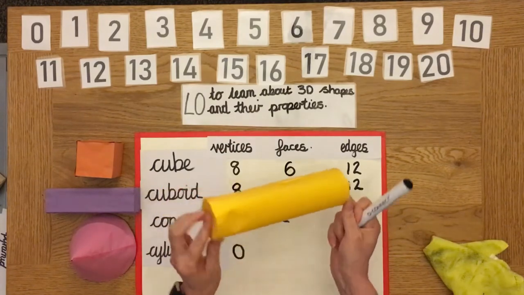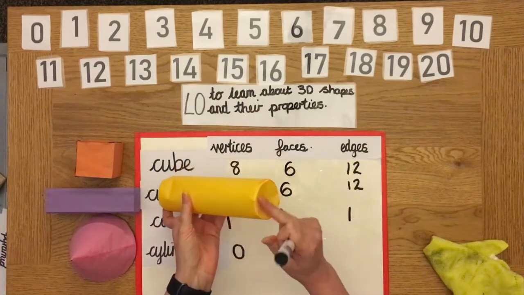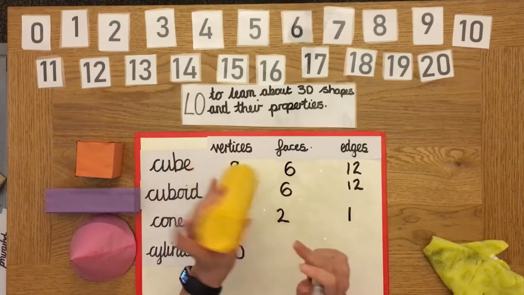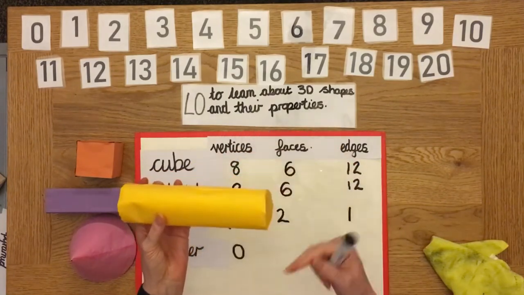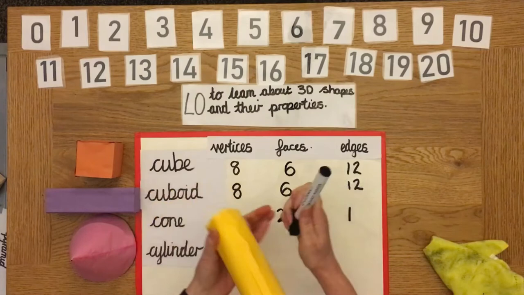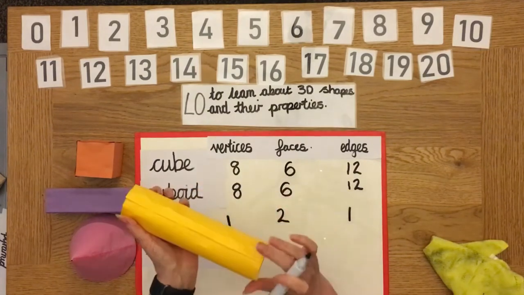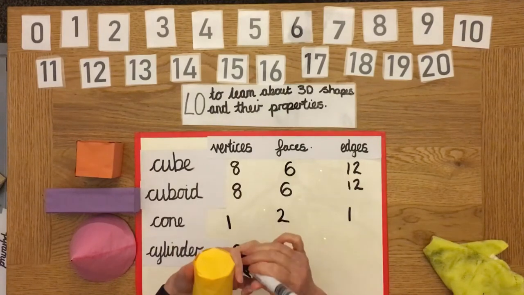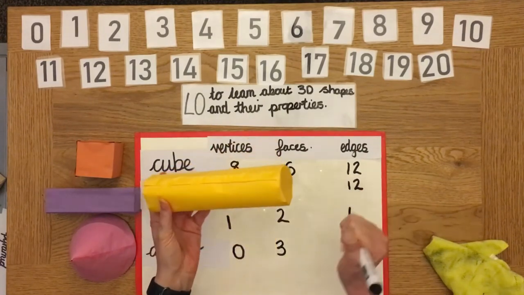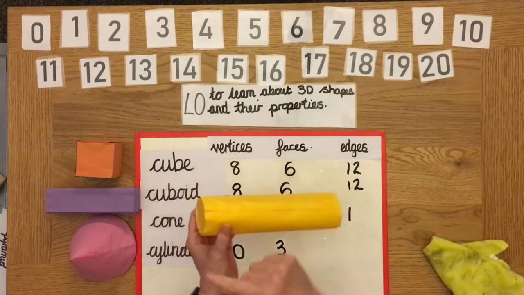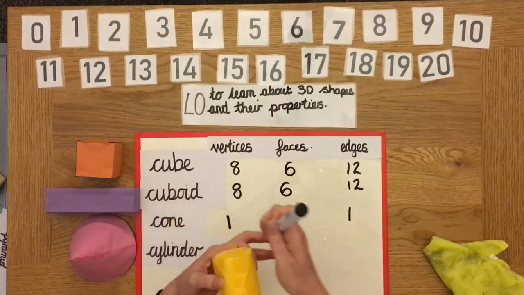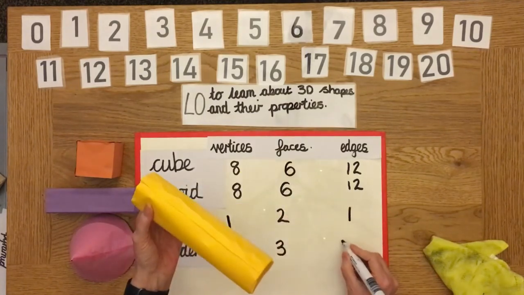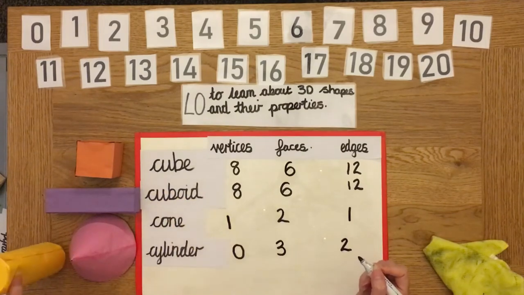How many faces can we see on our cylinder? 1, 2, 3. So there's 3 faces, 1 on each end and 1 that goes all the way around. Edges. We've got 1 here and 1 here. So that's 2 edges. That's our cylinder.